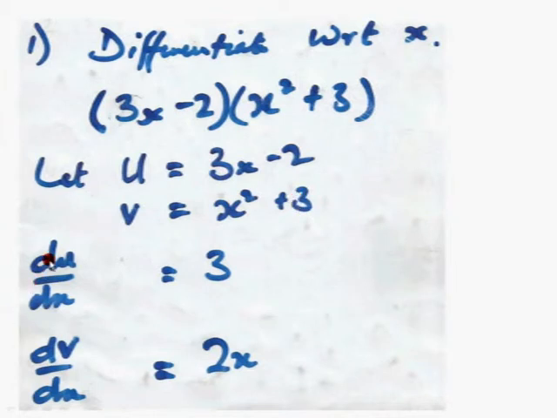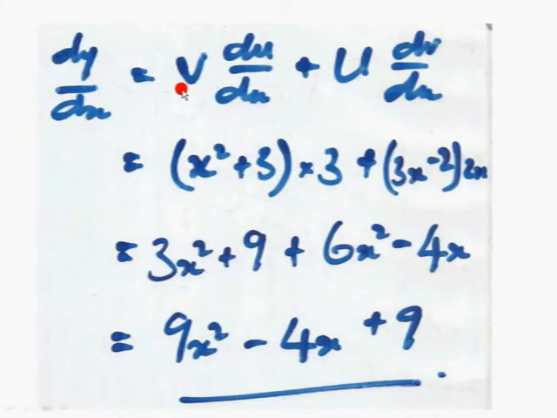Okay, now du/dx gives you just 3. 3x becomes 3, a constant is 0, therefore du/dx is 3. Now dv/dx is 2x, a constant is 0, therefore dv/dx is 2x. Okay, now dy/dx is going to be v times du/dx plus u times dv/dx. What is v? v is x² + 3 times du/dx, du/dx is 3, then plus u, which is 3x - 2, times dv/dx, which is 2x.